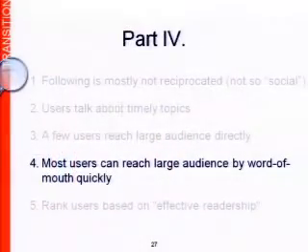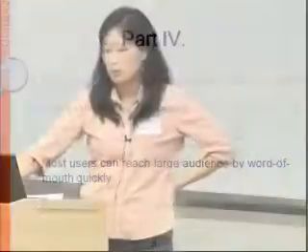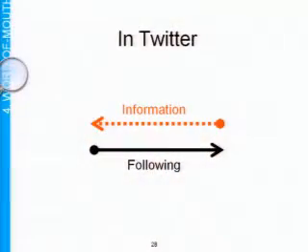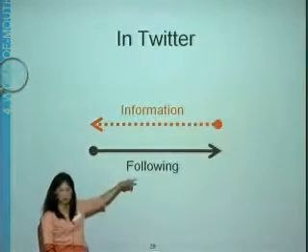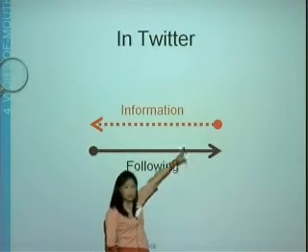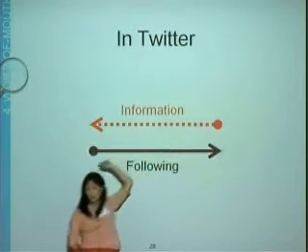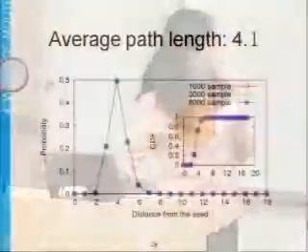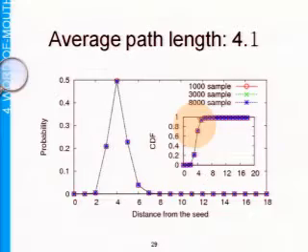And then the fourth one is most users can reach large ones by word of mouth. So this is the interesting part on Twitter. Following direction, we use this right side arrow, but actually if I follow you, what you write, the information follows back to me. So the direction of information flow is the other side. The average path length is 4.1, which is very, very short.